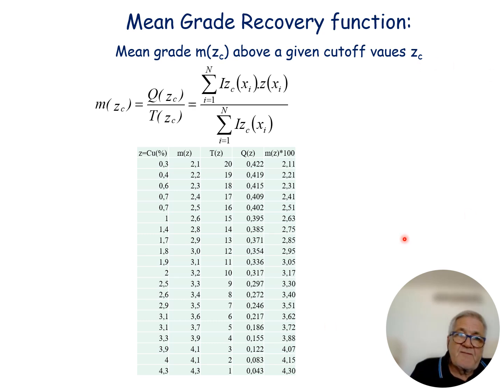So the last recovery function that I have to show you is the mean grade. Mean grade is the ratio between quantity of metal and tonnage by definition, because quantity of metal is the product of tonnage and the grade. So if we do this ratio, you obtain the mean grade recovery function that can be represented this way.